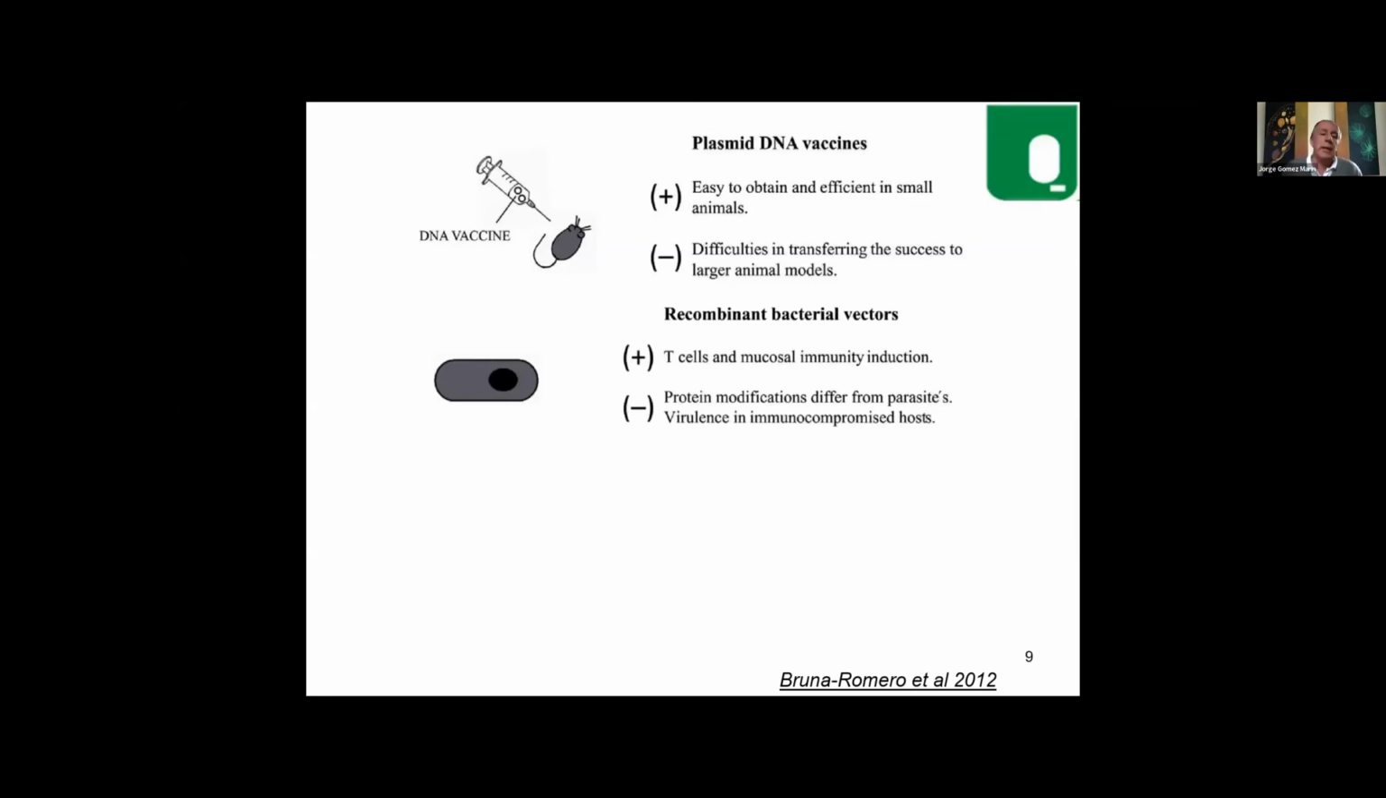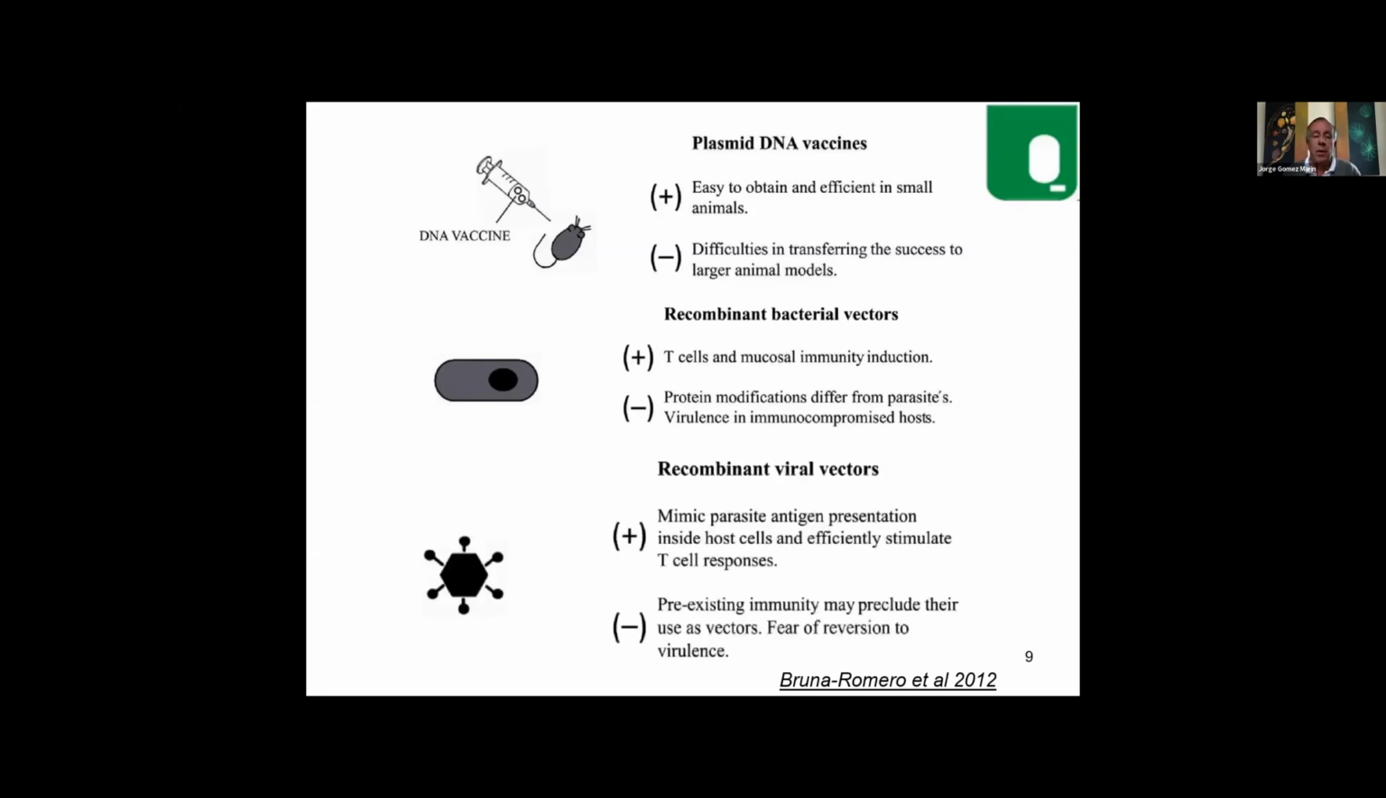Another possibility is to use bacterial vectors. You include a plasmid coding for some proteins of the parasite, but here again the problem is in immunocompromised hosts, because that kind of vector can be pathogenic for immunocompromised people. It is the same with viral vectors. So that is one of the limitations with that kind of strategy.